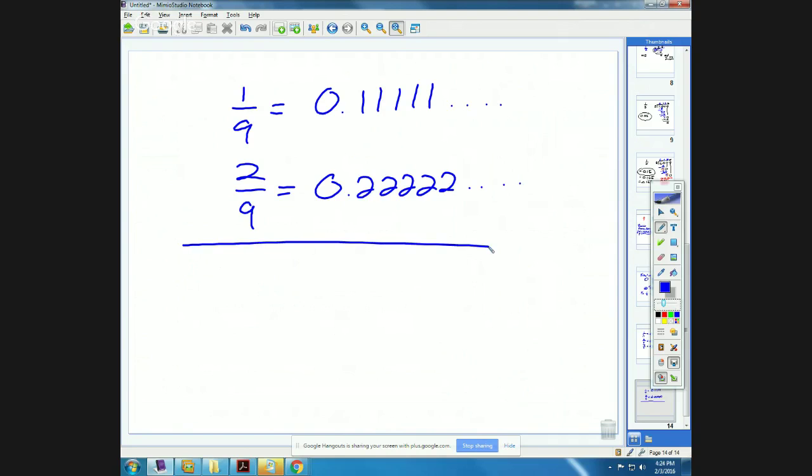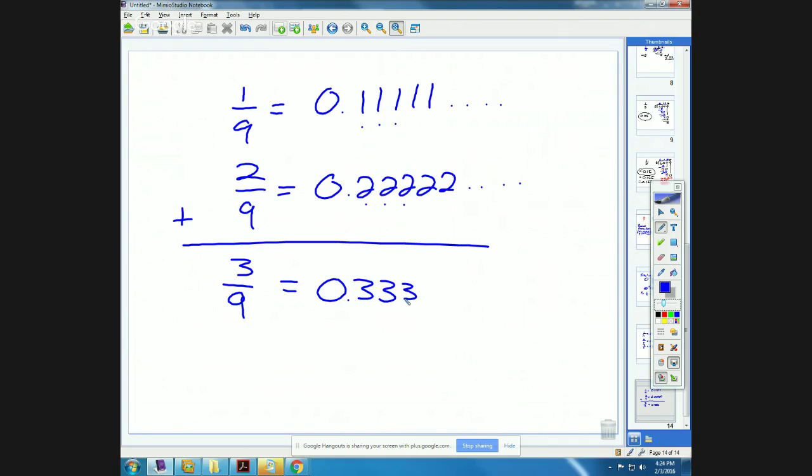But I want to do something here first. Check this out. What happens when I add 1/9 to 2/9? You get 3/9, right? Now what happens if I add 1/10 to 2/10? What do I get? 3/10. What happens if I add 1 100th to 2 100ths? 3 100ths. 1 1,000th and 2 1,000ths.